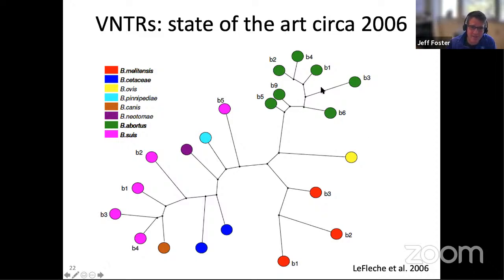And so we have groupings using VNTRs, groupings of Brucella abortus here, and I'll show the significance of that in a second. Brucella ovis here, Brucella melitensis here. And so we have pretty good groupings of different Brucella that are out there using these relatively rapidly evolving DNA markers called VNTRs.